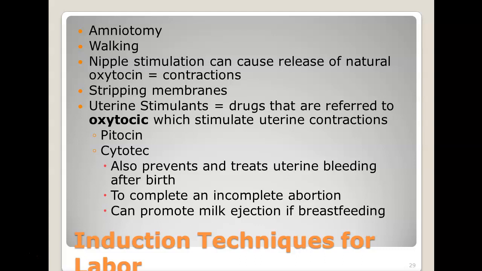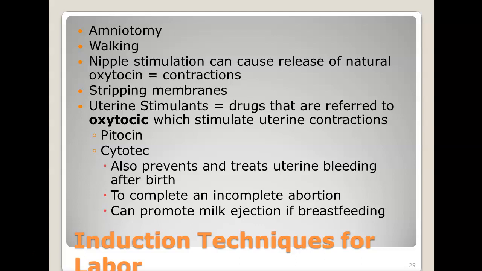We can use uterine stimulants, so drugs that are referred to as oxytocic drugs, which stimulate the uterine contractions. And that would be Pitocin, which is the most common one we use, or Cytotec. This could also be used to prevent and treat uterine bleeding after birth. So just as the Pitocin and Cytotec contract the uterus to get you to go into labor and to deliver, it will also contract the uterus afterwards to prevent postpartum hemorrhaging.